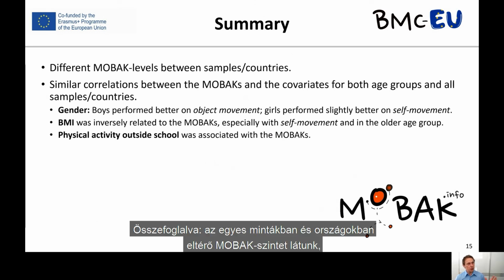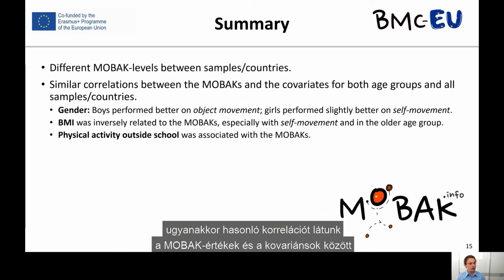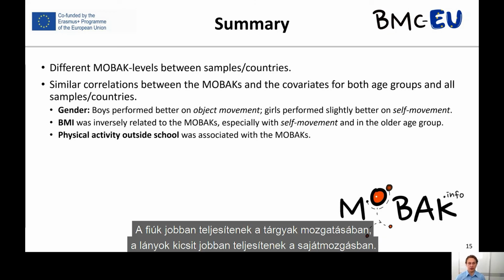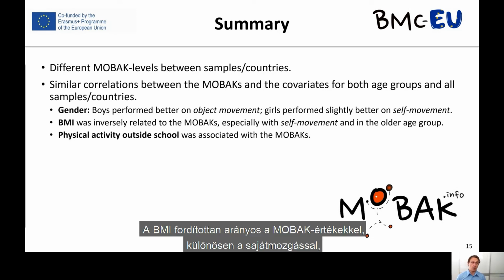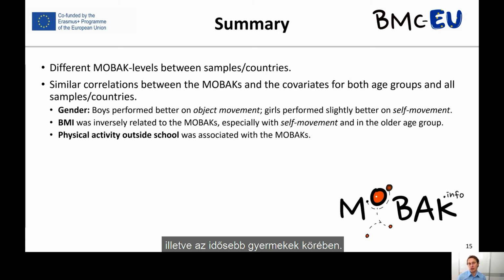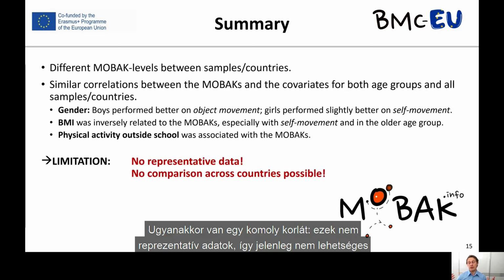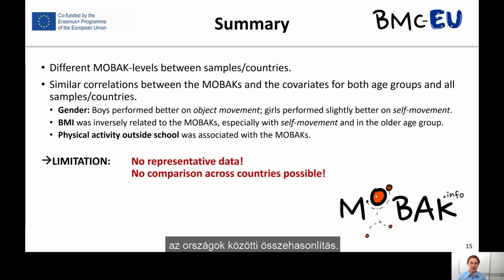In summary, we see different motor levels between samples and countries, but also similar correlations between the MOBAK and the covariates for both age groups, all samples and countries. So boys perform better in object movement, girls perform slightly better in self-movement. BMI was inversely related to the MOBAK, especially with self-movement and in the older age group. Physical activity outside school was also associated with the MOBAK. But we have one big limitation. These are no representative data, so the comparison across countries is not possible at this moment.